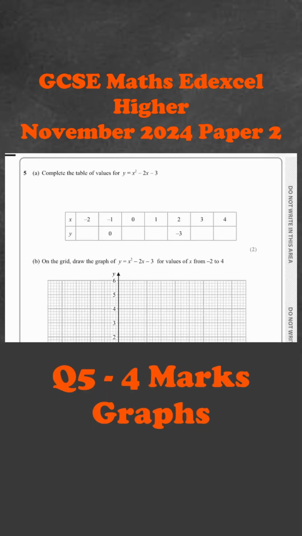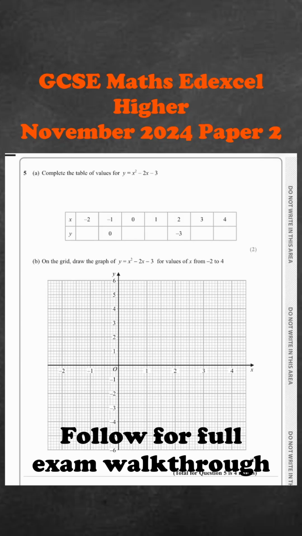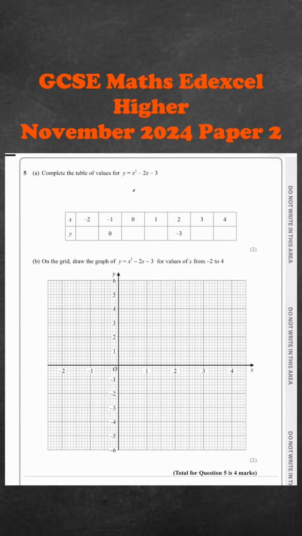Question number 5. Complete the table of values for y equals x squared minus 2x minus 3. So when x equals minus 2, we get x squared is 4, minus 2 times minus 2 is minus 4, which is plus 4, so add the 4 on there and take the 3 off. So we get 5 to go in the first box. When x is 0, we get 0 squared, which is 0, minus 2 times 0, which is 0, minus 3. So we just get minus 3 here.